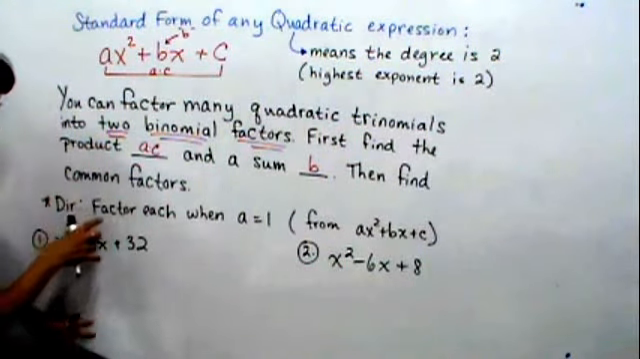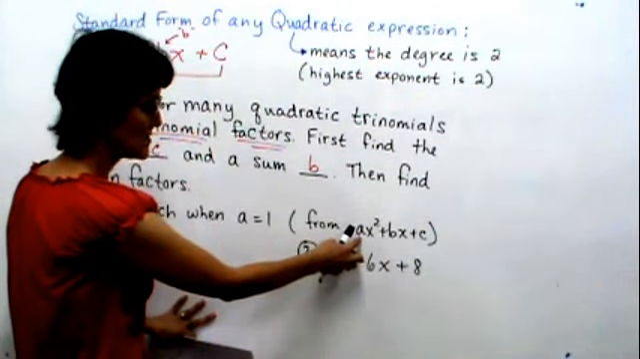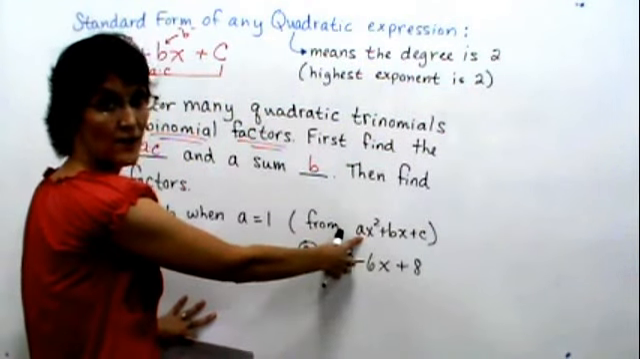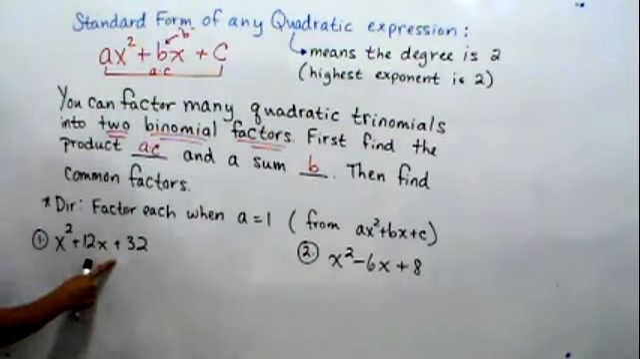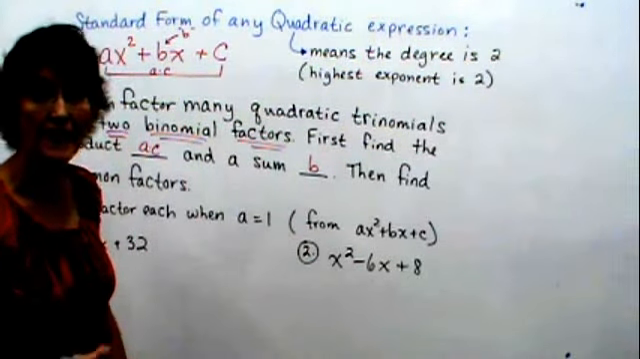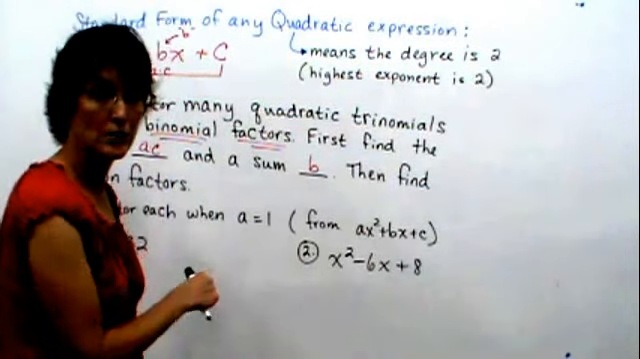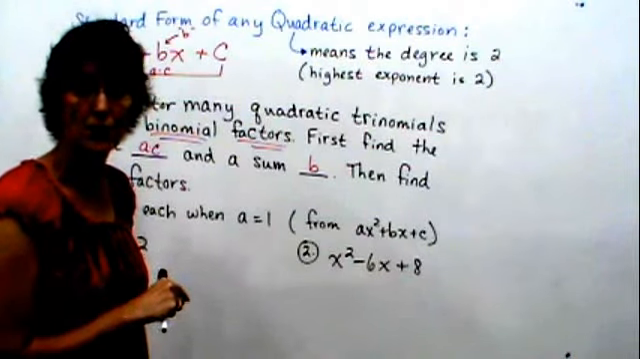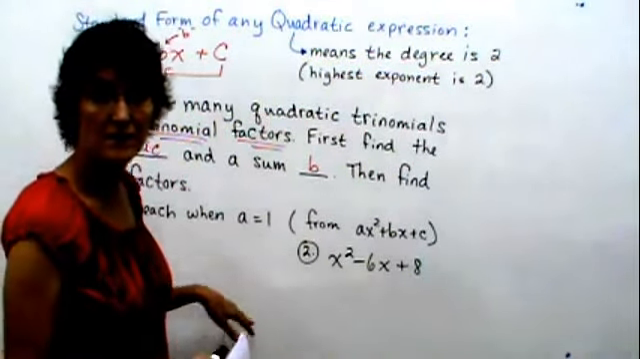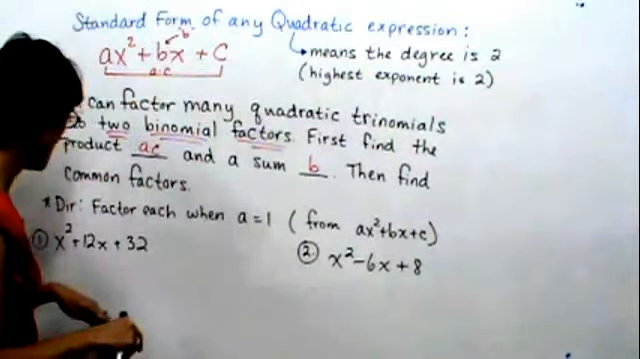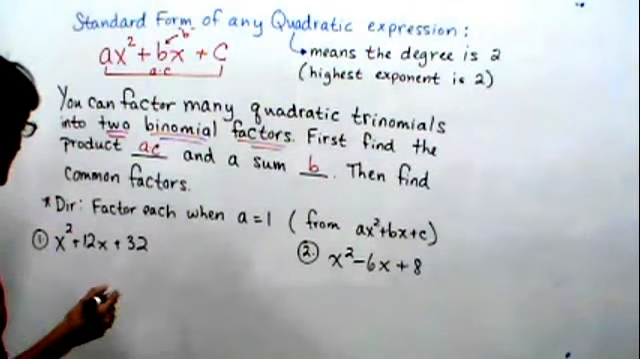Your directions are factor each when a is equal to 1, meaning this a right here. So every coefficient in front of the x squared is going to be a 1. We've got x squared plus 12x plus 32. Probably a lot of you can do it just like that. For those of you who need some steps, I'm going to show those for you right now. Those of you who don't need this, then that's great. Those of you who do, here is a process to get you started.